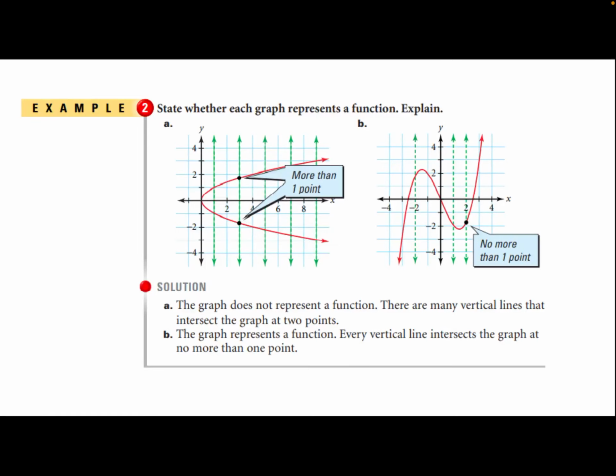And in example 2, state whether each graph represents a function and explain. For A, when you do the vertical line test, you can see that for one x value, there can be multiple y values. Therefore, the graph does not represent a function. And in B, when you do the vertical line test again, you can see that for each x value, there's only one y value, meaning that the graph represents a function.